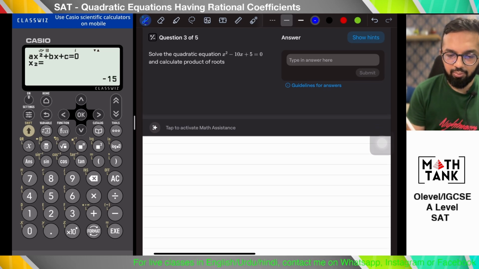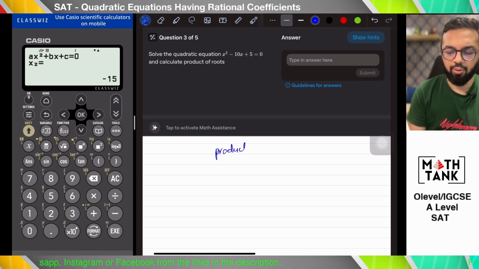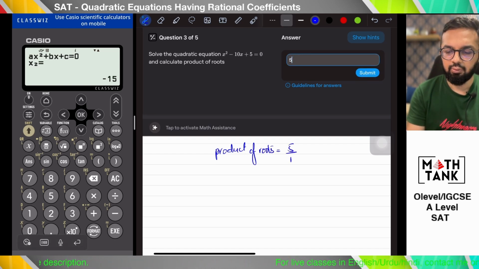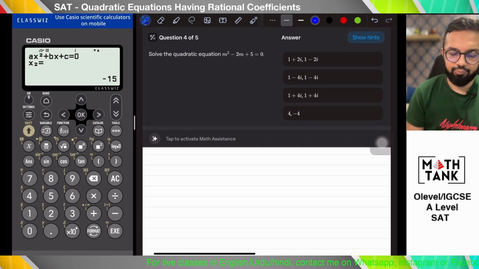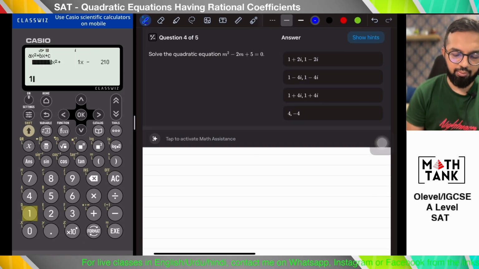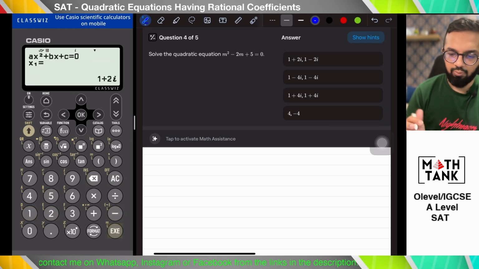Solve the quadratic equation with these and calculate the product of roots. Product of roots is simple. I don't even need to solve this. Product of roots is C over A. So 5. This is a quadratic equation in M. Shouldn't matter really. Minus 2 and 5. 1 plus 2i.